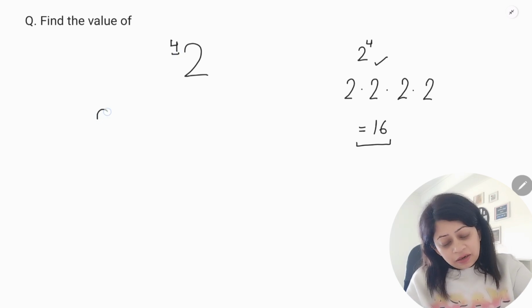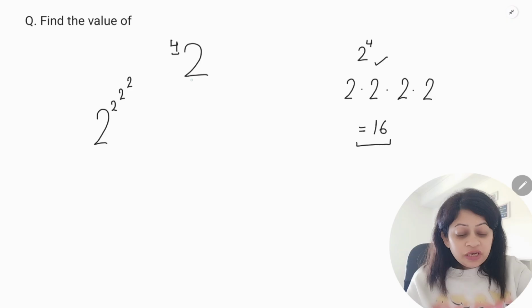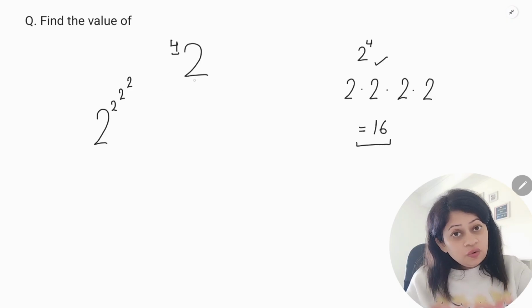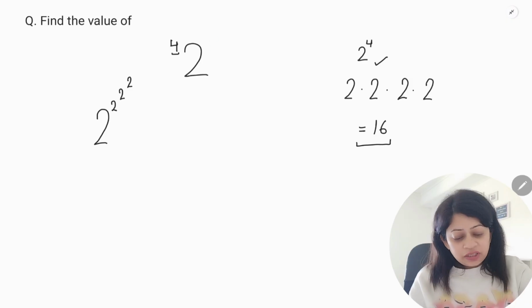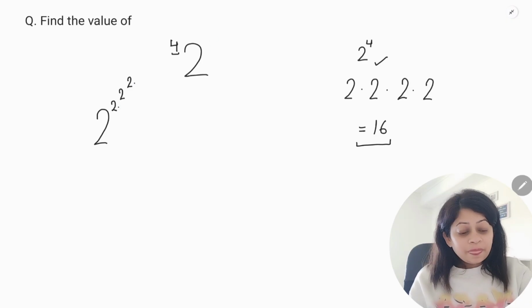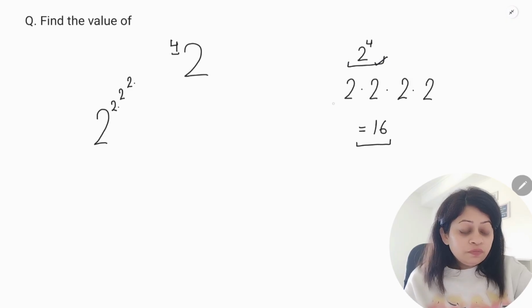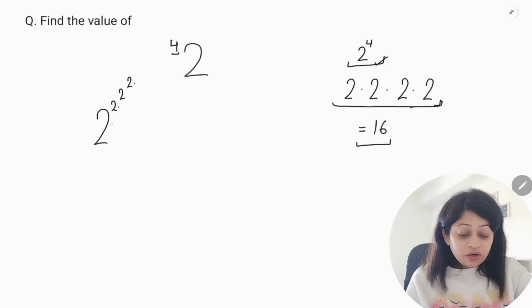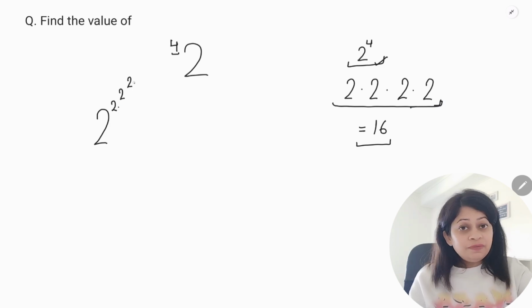This means that 2 raised to power 2, raised to power 2, and raised to power 2. That means you need to write 2 in the exponent. Like you need to write 2 4 times in the exponents. If you see, you have 4 2's here: 1, 2, 3, 4. Right? Like here you had 2 raised to power 4, so you needed to multiply 2 4 times. Here you need to write 2 in the exponent but 4 times in the exponent, right?